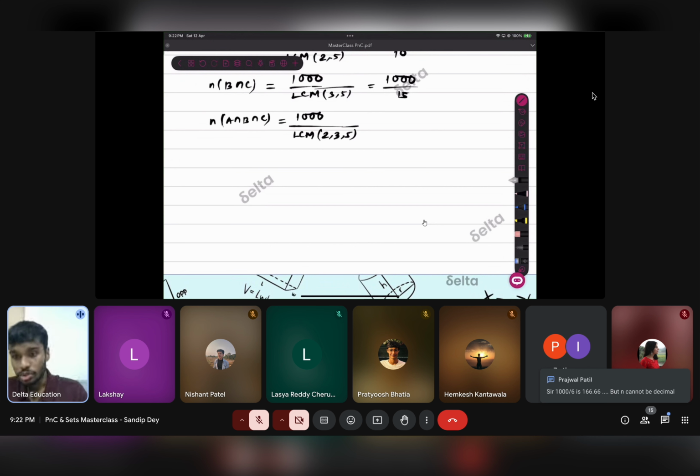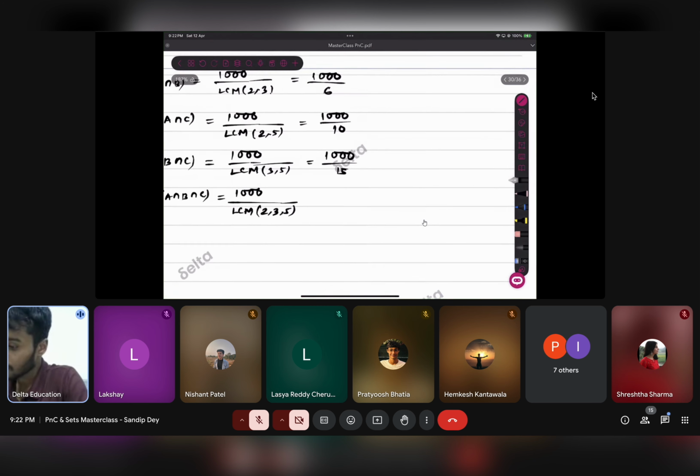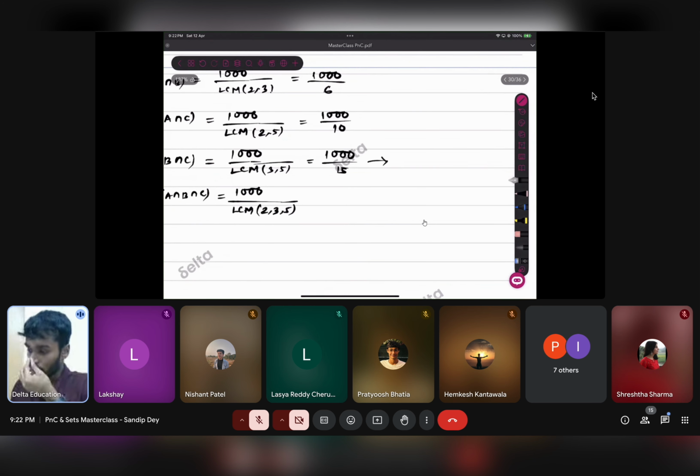So like you have a question, that 1,000 divided by 6 is 166.66, but n cannot be a decimal. Right, so in that case, what should you do? Let's talk about that. I am taking all the multiples of 15 here, all the numbers which are divisible by 15. Let's say I have all the numbers up to 50. Then what will be my answer? How many numbers will be divisible by 15?